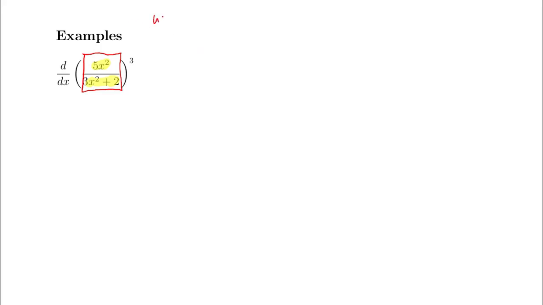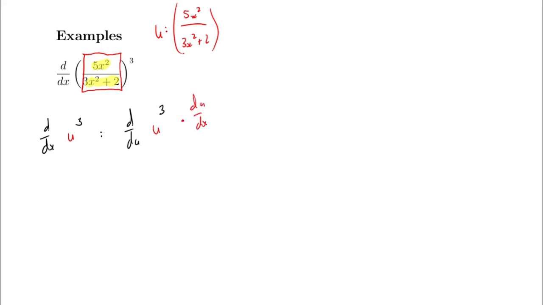What I'm going to do is write u equals 5x squared over 3x squared plus 2. That's my chain rule substitution that we've got. So I'm really looking at the derivative of u cubed here with regard to x. The chain rule says I'm going to differentiate that with regard to u, and then I need to find du over dx, or we can say that's the derivative of 5x squared over 3x squared plus 2. That's where our quotient rule is coming in.